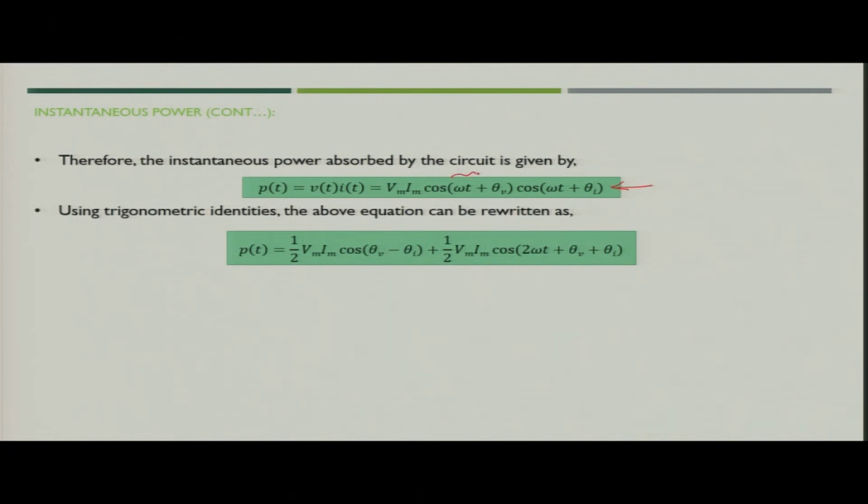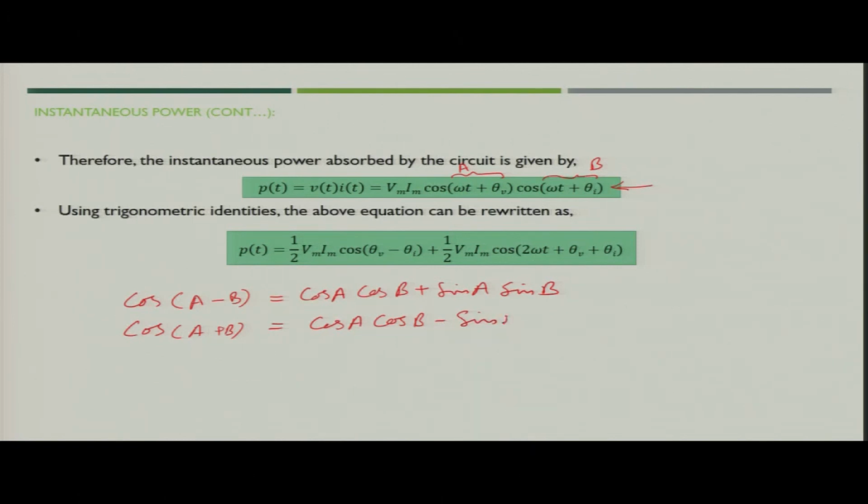Now, let us assume that this angle is A and this angle is B. If you recollect the previous lectures we discussed, cos(A minus B) is nothing but cos A cos B plus sin A sin B. Similarly, cos(A plus B) is nothing but cos A cos B minus sin A sin B. If you sum up these two equations, what will you get? 2 times cos A cos B is nothing but cos(A minus B) plus cos(A plus B).